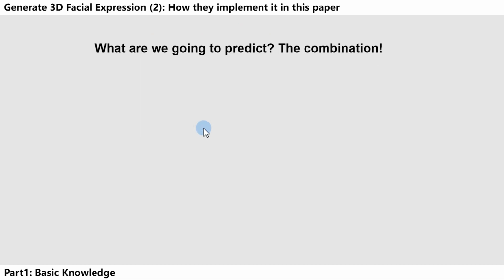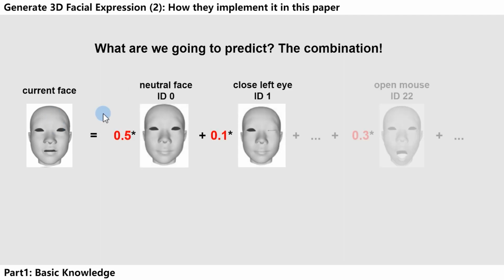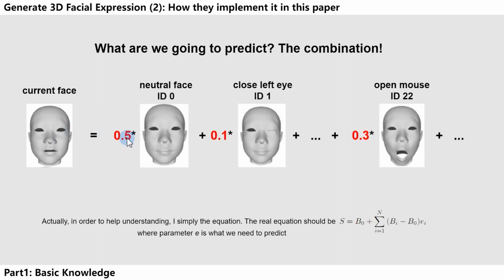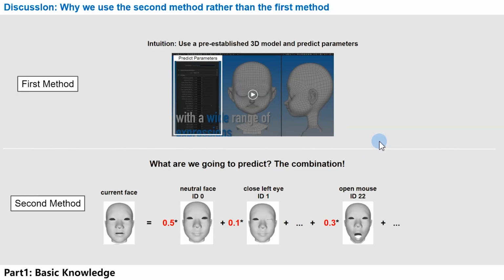So now, what are we going to predict in this research? We are going to predict the combination. We have 47 different faces and 47 corresponding parameters. So maybe currently my face is like this one, and I can say that this face is equal to 0.5 times the neutral face plus 0.1 times the first facial expression plus and so on, plus 0.3 times the 22nd facial expression. And those red numbers are what we are going to predict. We will discuss this way in class on Tuesday.